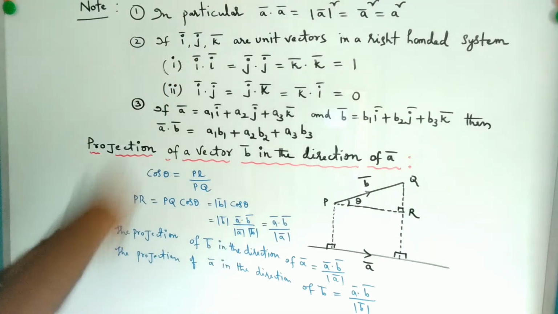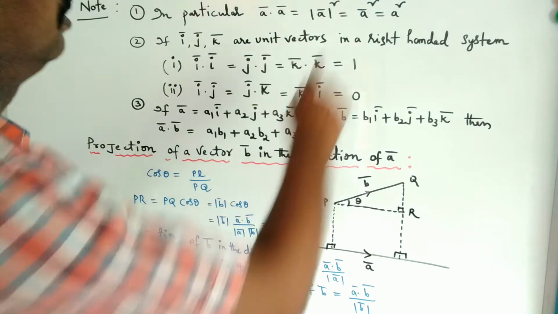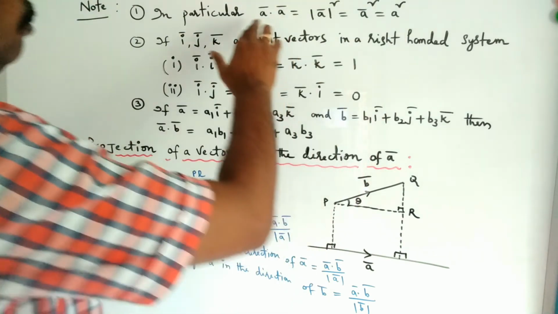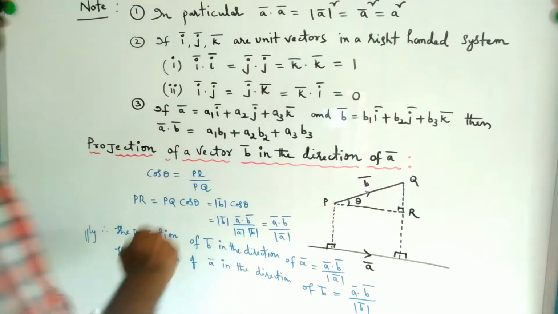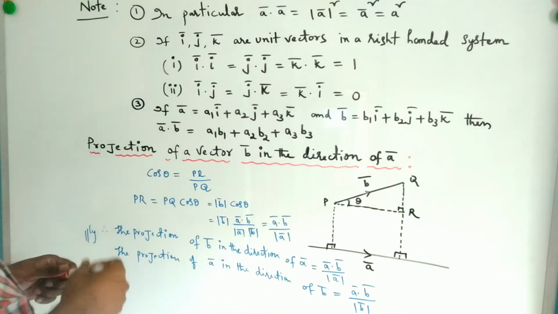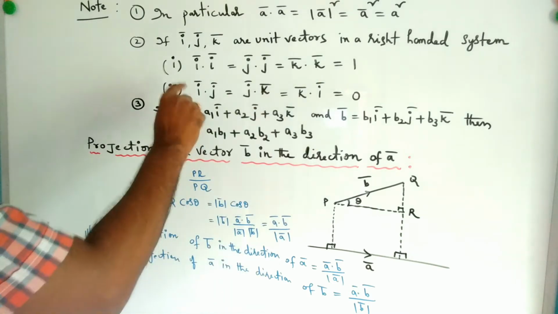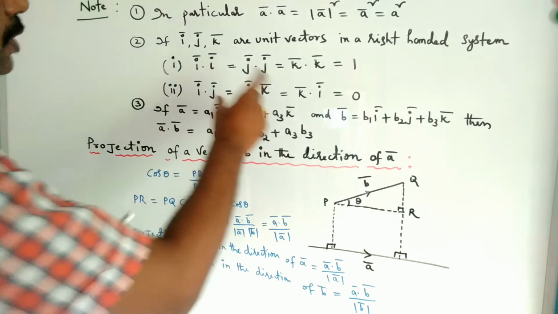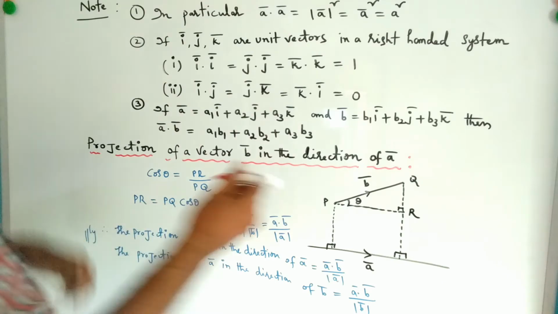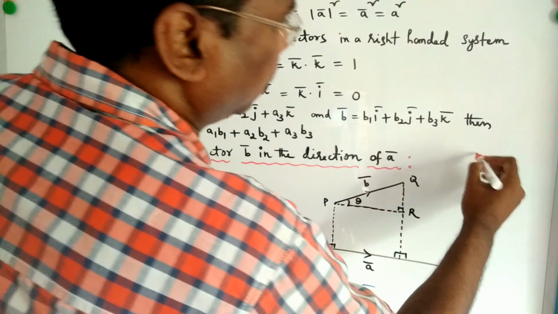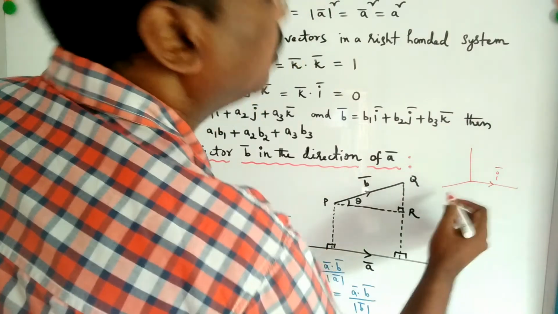Next one, in particular, A bar dot A bar is equal to mod A bar square, A square. Now in dot product, A bar square, A square all are equal. If I bar, J bar, K bar are unit vectors in a right-handed system, I bar dot I bar is equal to J bar dot J bar is equal to K bar dot K bar is equal to 1. Now here I bar, J bar, K bar.